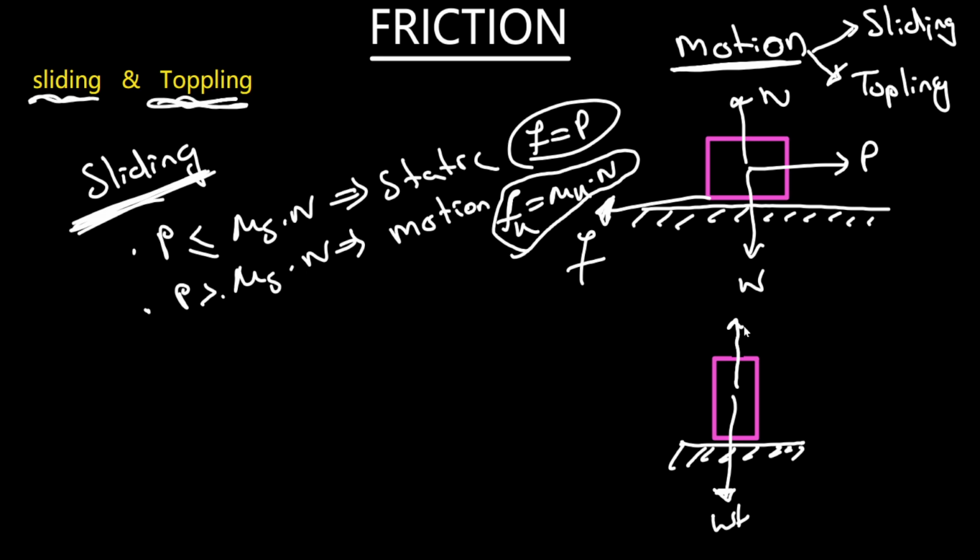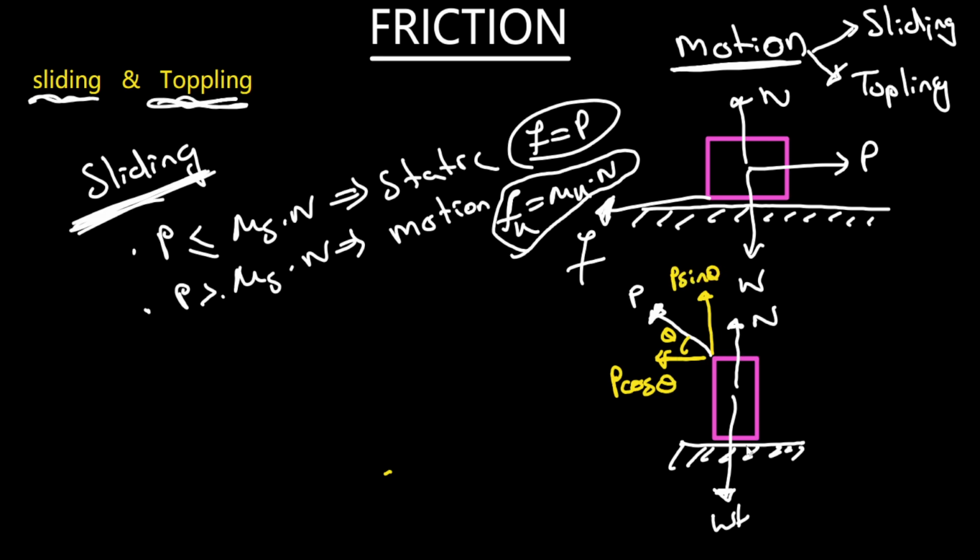You again get some normal reaction. You are applying some force, suppose in this direction. I'm applying these forces like this. So you will resolve this force. This is the horizontal component, this is the vertical component. Suppose this is theta, you get P cos theta and P sin theta.